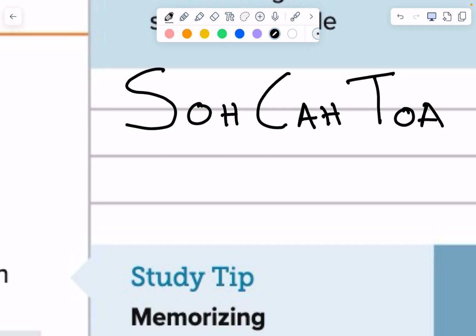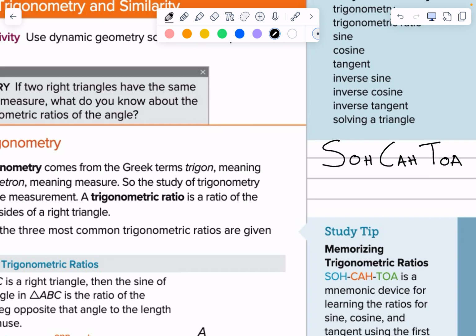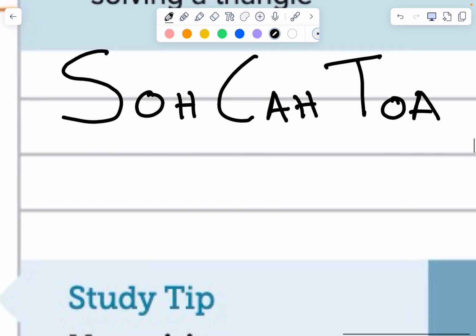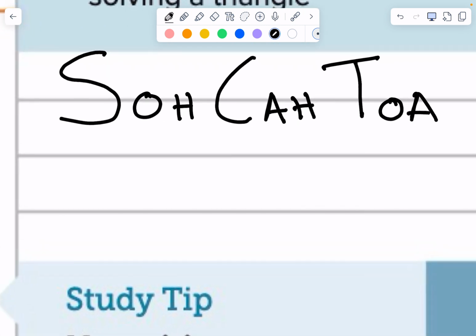SOHCAHTOA. I don't care, I want you to write it, because we're going to write other stuff. SOHCAHTOA. That's something you're going to have memorized in your noggin, whether you like it or not.